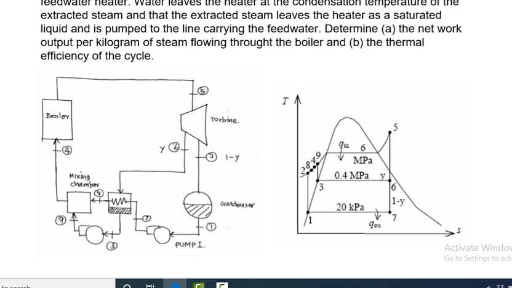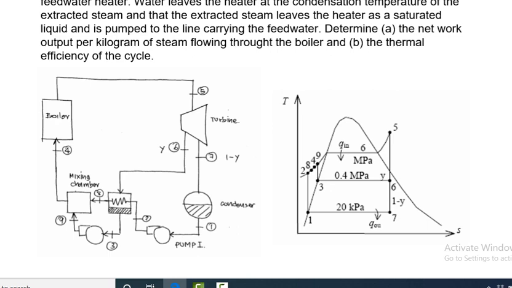Then in this numerical you have to determine the network output first of all, and second, the efficiency of the cycle. Then you have to find out the four or five components: the boiler, turbine, condenser, pump, and open feed water heater. Then you have to find out each section.